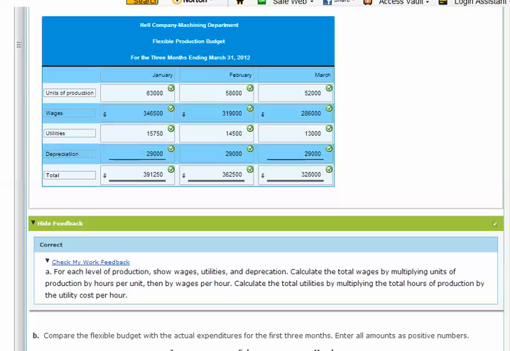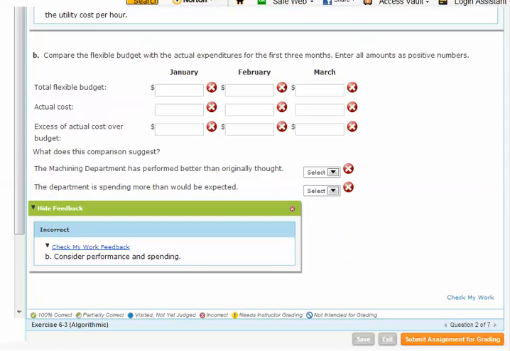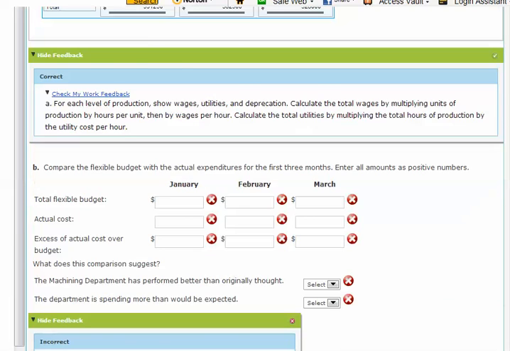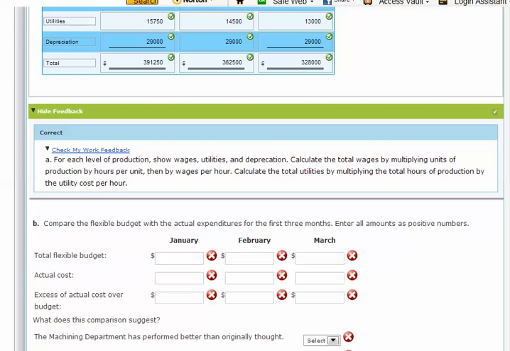This is part 2 of the second exercise in chapter 6. In part 1, we made the calculation for the flexible budget for the 3 months, January, February, and March, which we see here. Now in part 2, we are going to enter the flexible budget amounts and the actual costs and make a comparison. So here we have the totals.